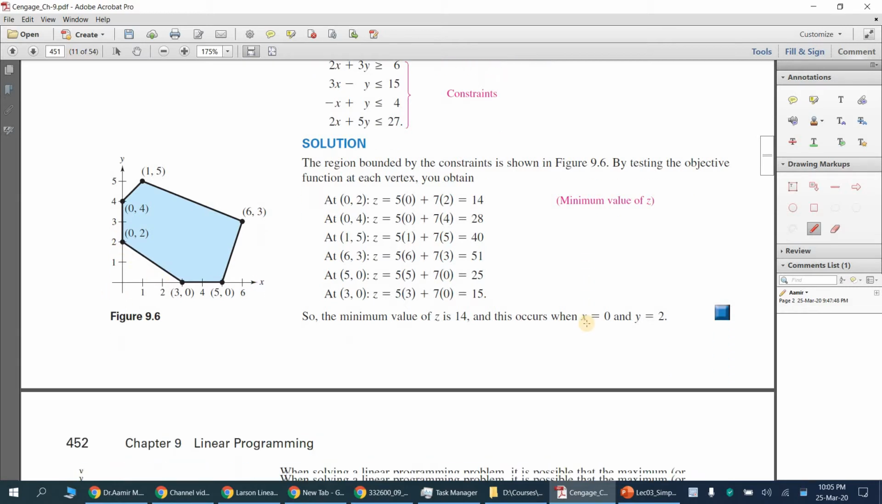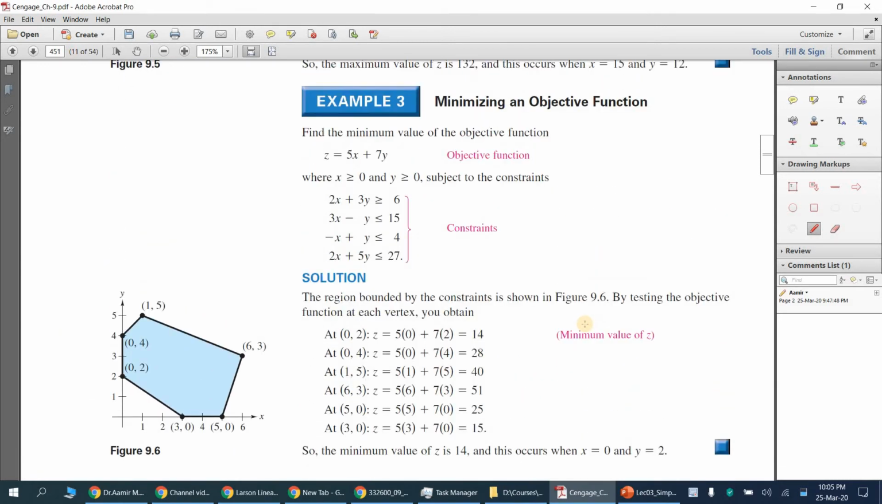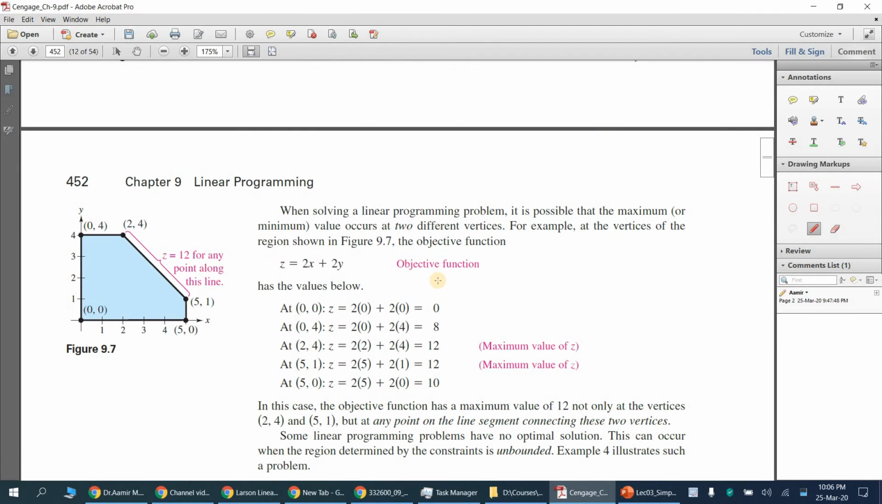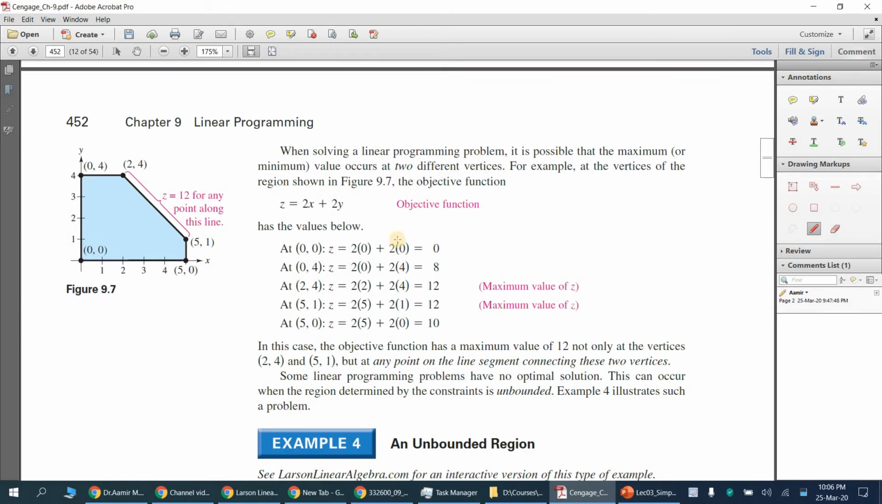Clear? So what I suggest is you take a blank page and cover the solution part. First look at the question, solve it 100% yourself, and then look at the answer. Okay, here is another minimization problem. This is a different minimization problem, and here you see the graph they make. From this graph you see over here, is this minimization or maximization?